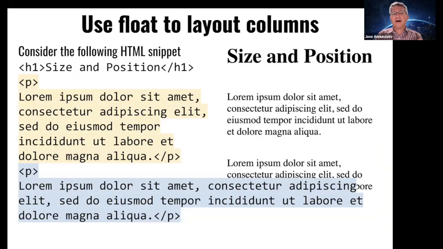So here's an example of two paragraphs, and by default they render one on top of the other in vertical fashion, just like normal block elements. They take up the whole width of the screen, and then they add vertical spacing. So that's the default layout. But what if we start overriding this layout?